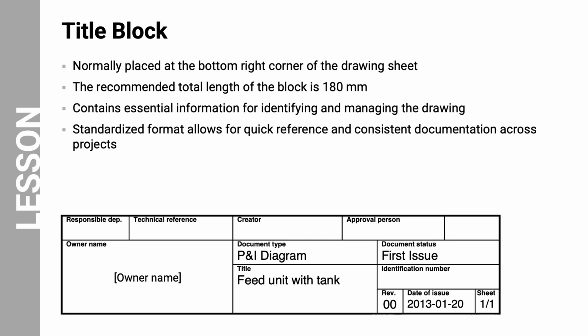The recommended total length of the title block is 180 millimeters. This standardized area contains essential information for identifying and managing the drawing, including details such as the project name, drawing number, revision history, and approval status. The consistent format of the title block allows for quick reference and maintains documentation uniformity across various projects, facilitating efficient communication between different departments and stakeholders involved in the design and manufacturing process.